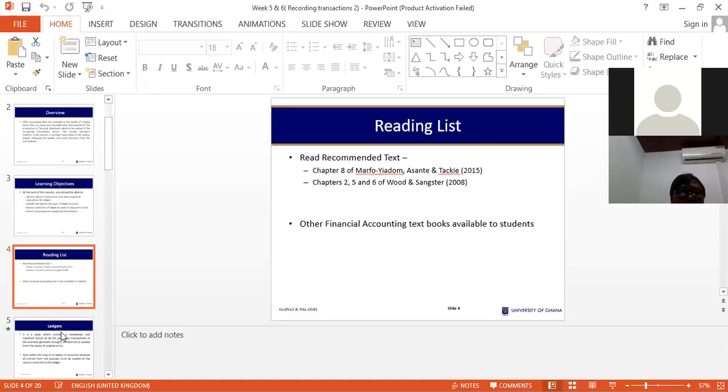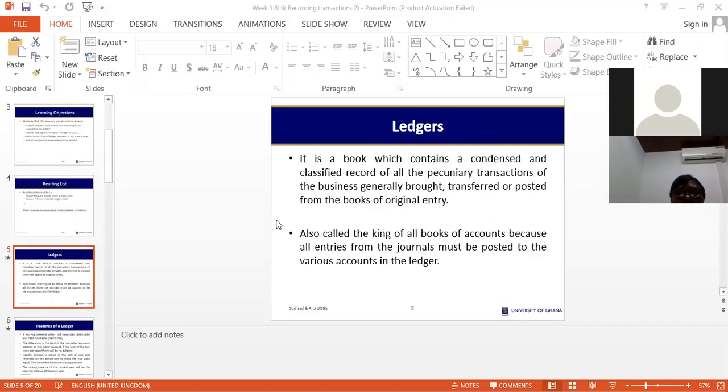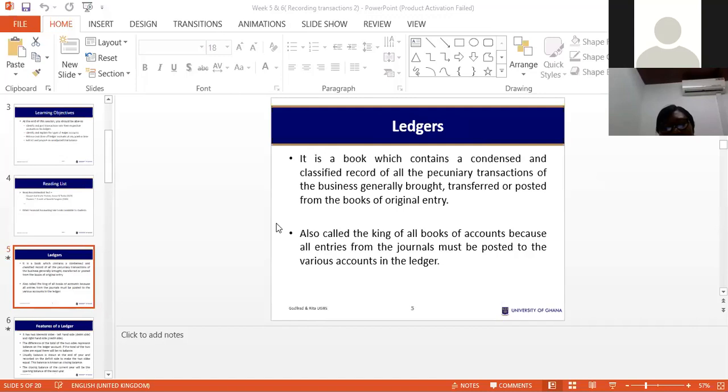What is the ledger? Again, I did indicate that every profession has its own peculiar terminologies, and so don't get confused. You just have to be abreast and be conversant with the terminologies that we are using and be able to describe it in your own simple way. And so the ledger, or the ledgers, is just a book that has been named a ledger.